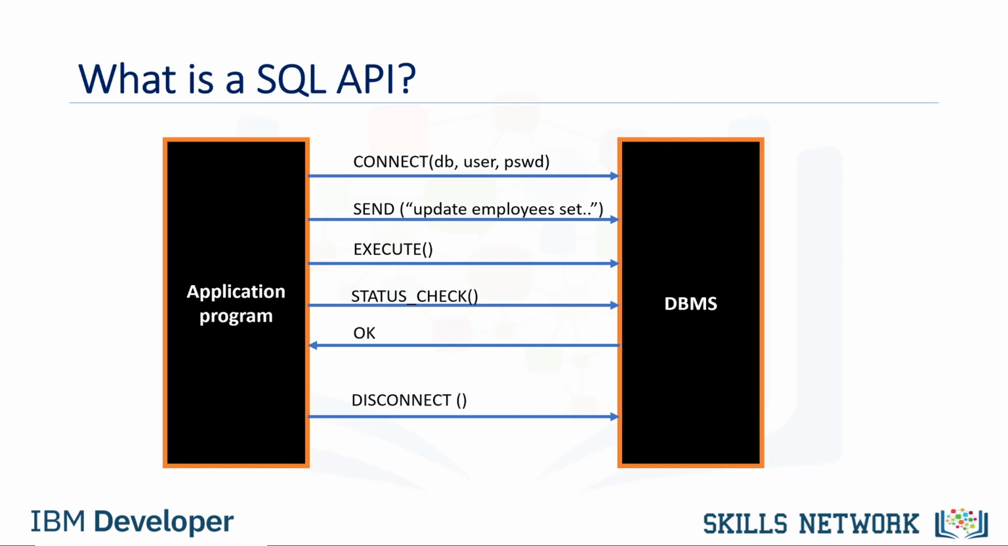To send a SQL statement to the DBMS, the program builds the statement as a text string in a buffer and then makes an API call to pass the buffer contents to the DBMS. The application program makes API calls to check the status of its DBMS request and to handle errors. The application program ends its database access with an API call that disconnects it from the database.